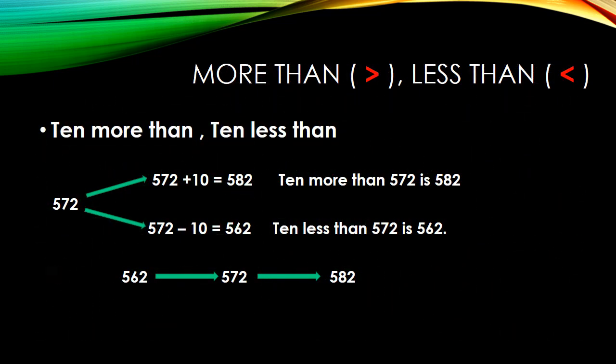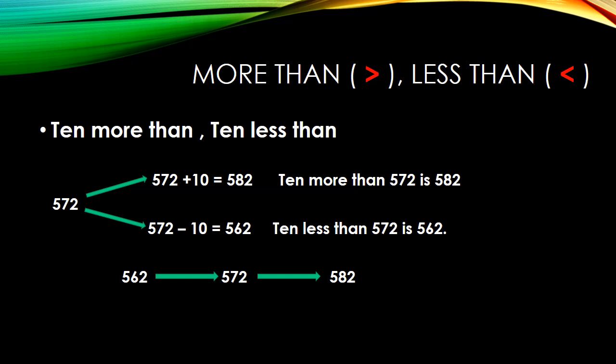Children, let us know about more than and less than. First we'll begin with 10 more than and 10 less than. I will explain you with the example 572. If you add 10 to the number 572, it is equal to 582. That means 10 more than 572 will become 582.